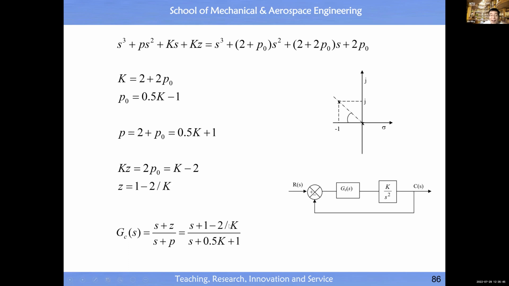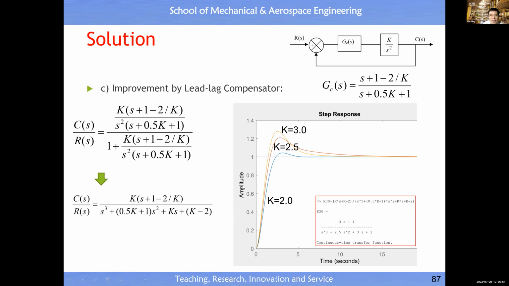Then we want to know how to choose K. We can choose three values quite easily: K equal to 2.0, 2.5, and 3.0. Then use MATLAB to see the output. From here you will see K equal to 2.0 gives a very good result, so this is the design solution.